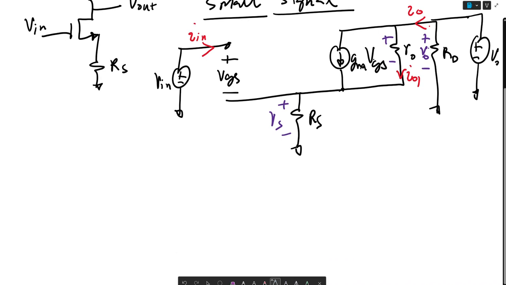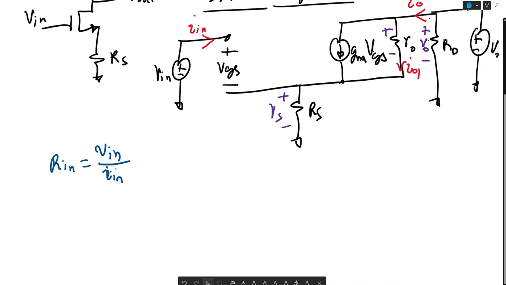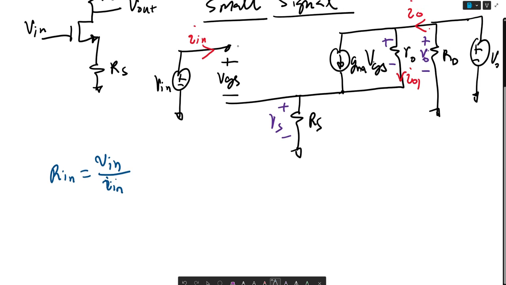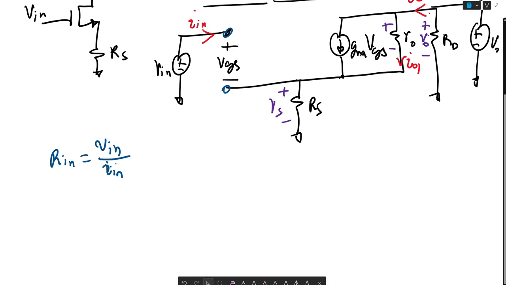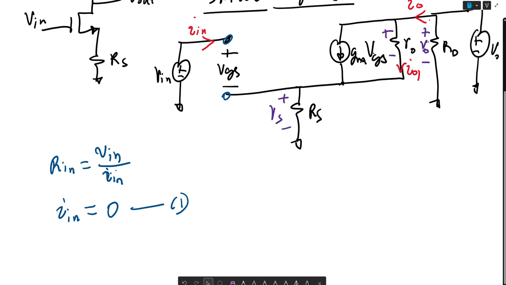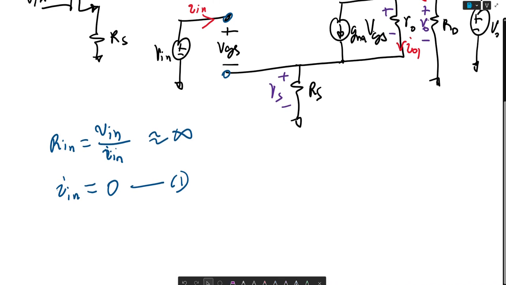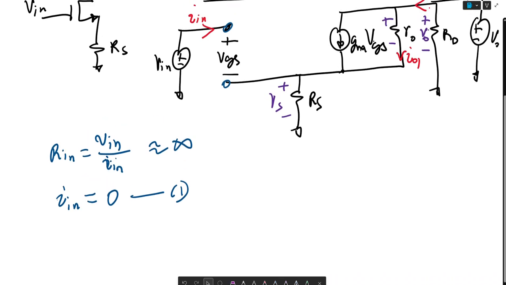And now let's consider Rin. We know Rin is equal to Vin over Iin. So what is Iin? We know that there's an open here, right here, so there's zero current that flows. So Iin is equal to 0, and we can consider this 1. So as you can see, Rin is going to be infinity because Iin is equal to 0.